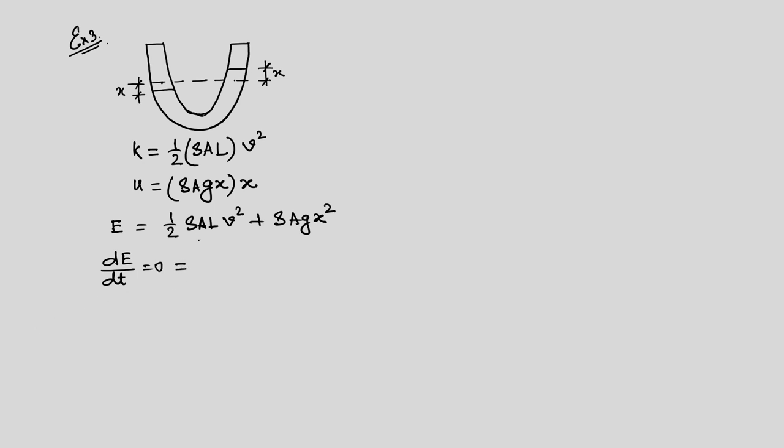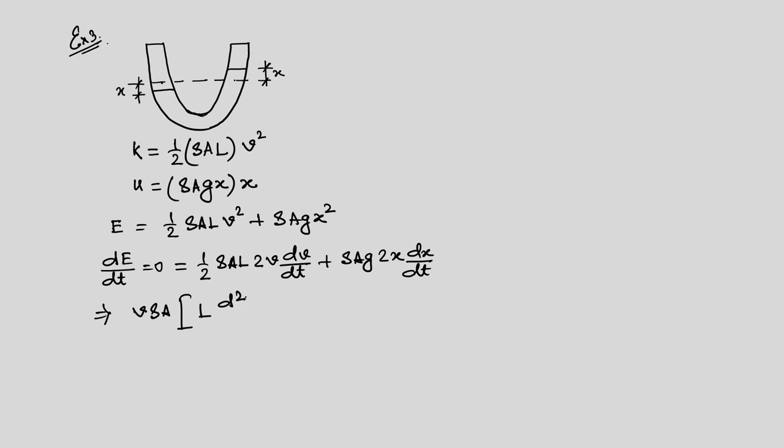Obviously, in this case, what we have, half rho A L and then twice of V times dV/dt plus rho A g twice x, then dx/dt. So, if we then simplify, what we have, V times rho A times, then within third bracket we have L, that is the total length of the fluid, d2x/dt2 plus twice g times x is equal to 0.